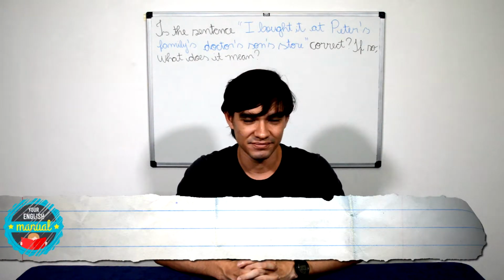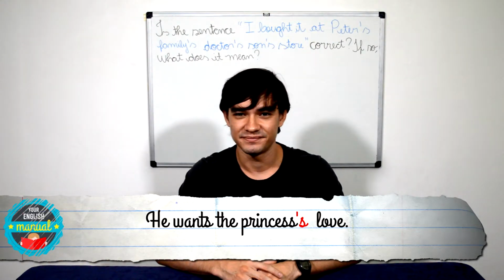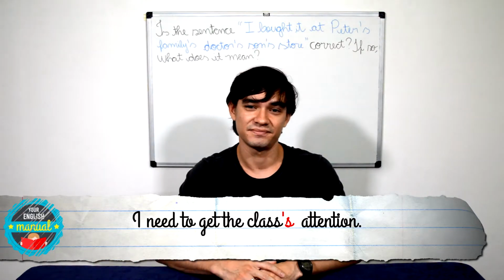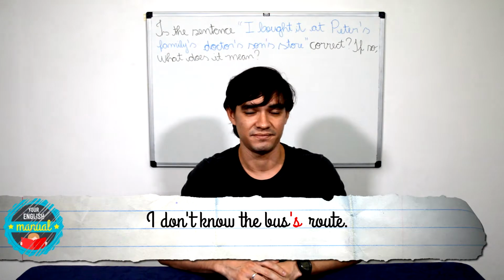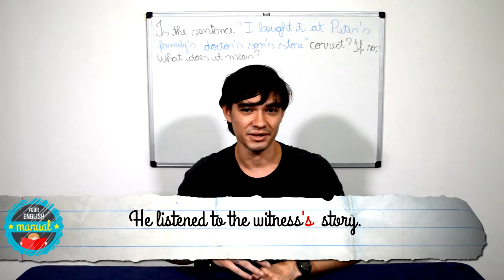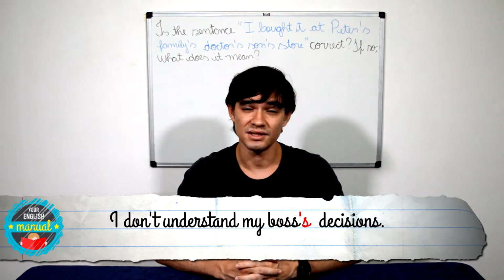Here are some examples. He wants the princess's love. I need to get the class's attention. I don't know the bus's route. He listened to the witness's story. I don't understand my boss's decisions.